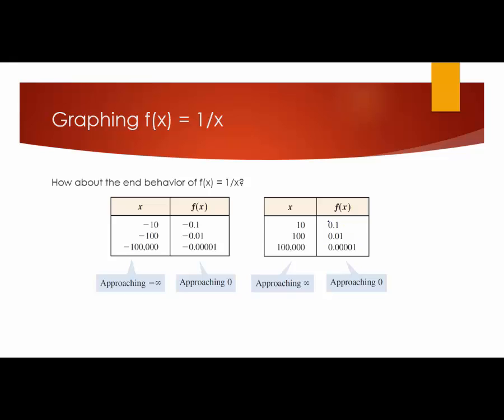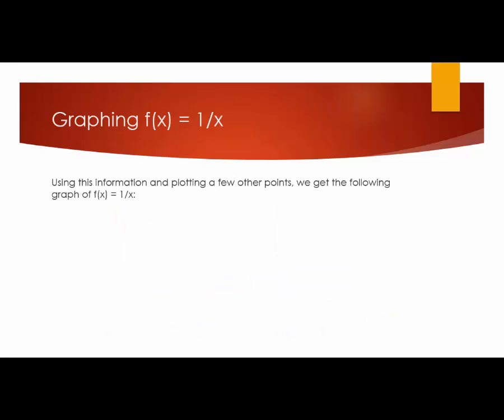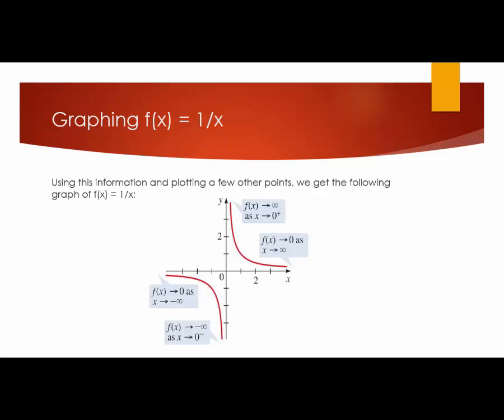approaching 0. So using that same notation for our end behavior, we could write as x goes to negative infinity, the f of x values go to 0. And as x goes to positive infinity, the values of f of x go also to 0. Using this information, and also maybe just plot a few other points. If I plug in 1, I get 1 over 1, or 1. If I plug in -1, I get -1. We could find a few more points, but here's what the graph of f of x looks like.